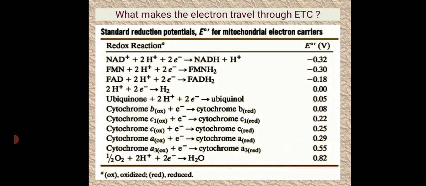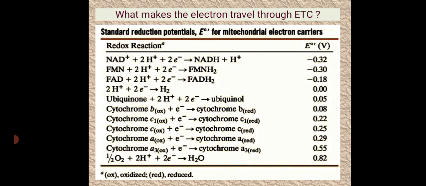A3, from which molecular oxygen receives electrons, has a redox potential of positive 0.55 volts here, whereas the reaction in which oxygen takes up electrons has a redox potential of positive 0.82. So this is the increasing reduction potential shown here from NADH up to the last reaction, that is, the oxidation reaction as a result of which water is formed.